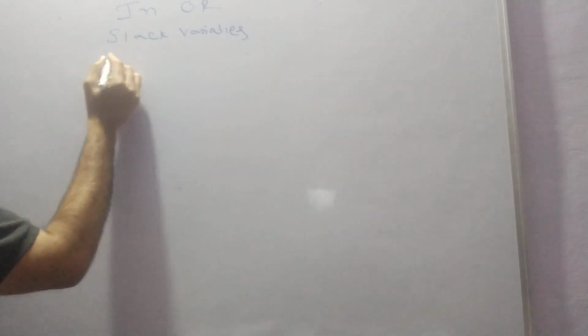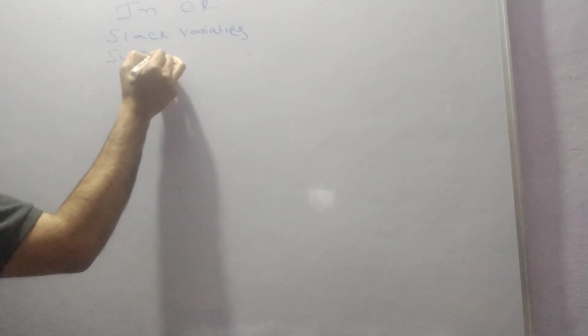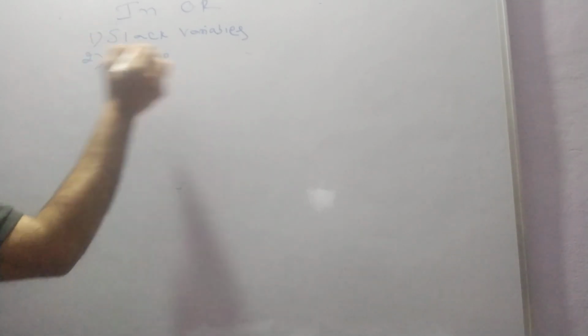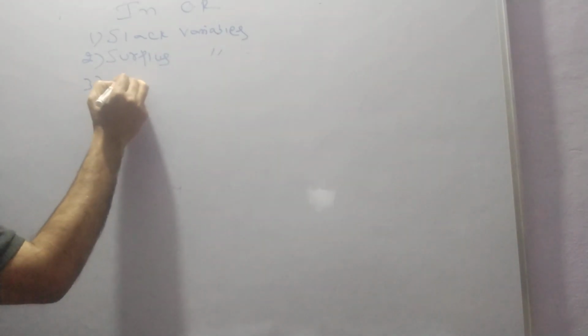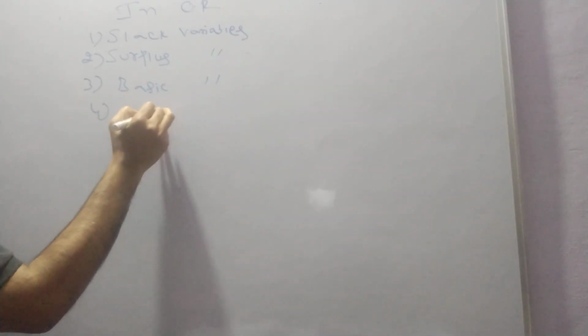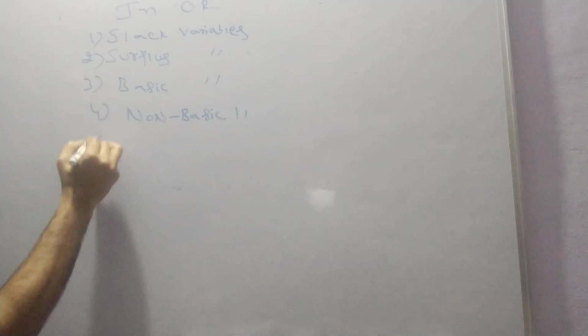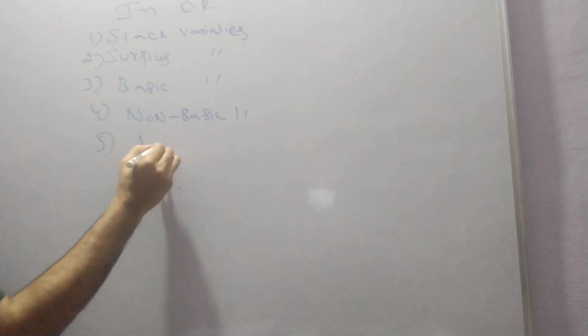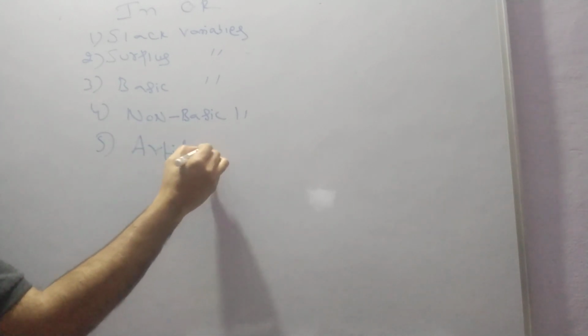So in OR subject, in operations research, the types of variables are: first, slack variable; second, surplus variable; third one is basic variable; fourth one is non-basic; fifth one is artificial. So these are the types of variables.